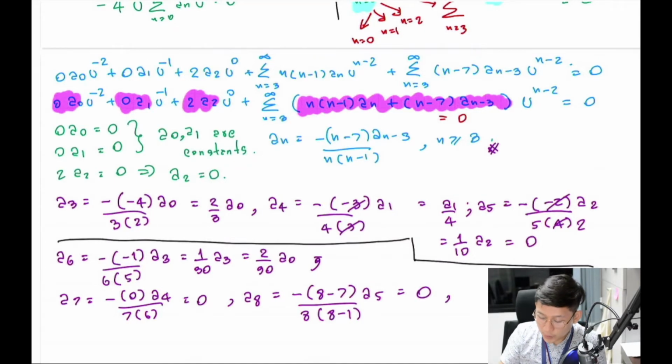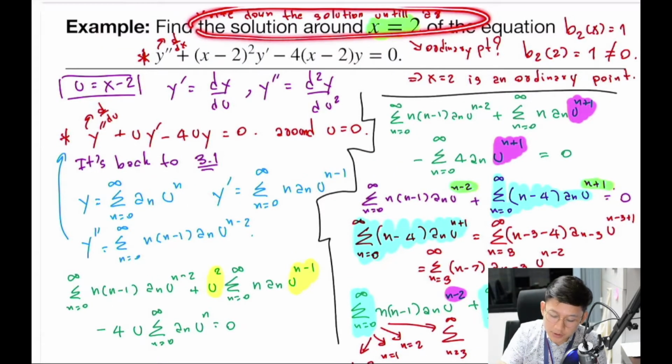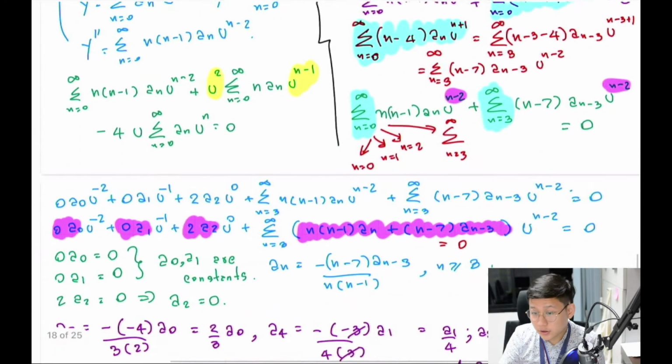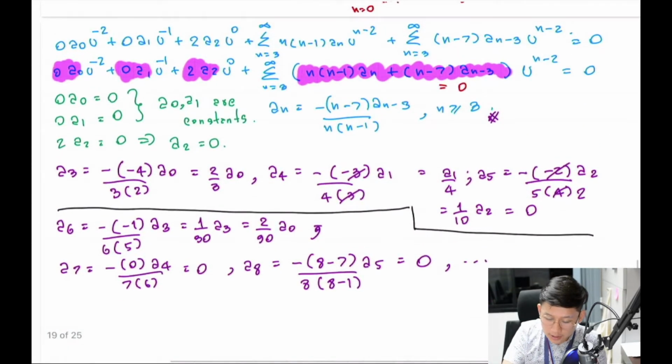And then we have A9, A10, A11, and so on. If the question doesn't say anything, you need to make sure that you get at least 4 terms for A0 and 4 terms for A1. But if it says that you just need to write down the solution until A8, you just stop here because you already get A8, right?